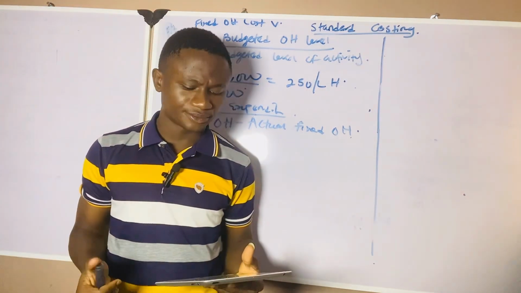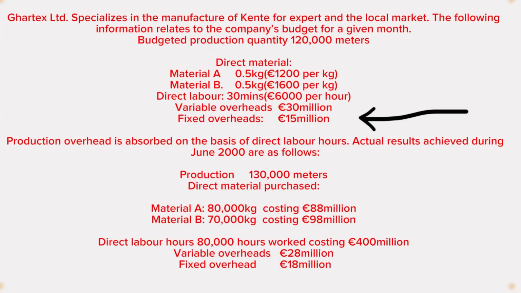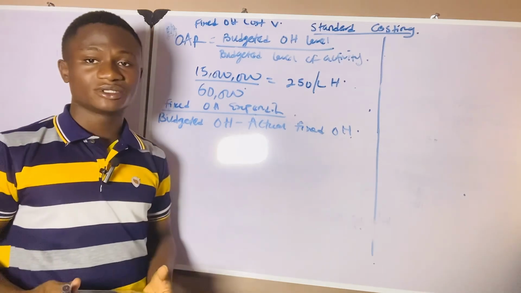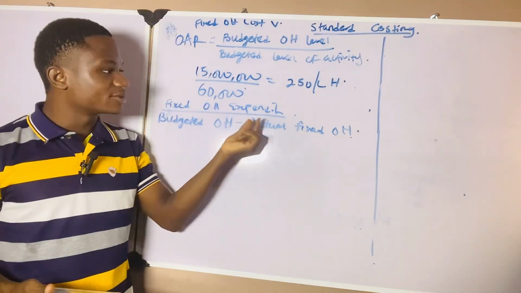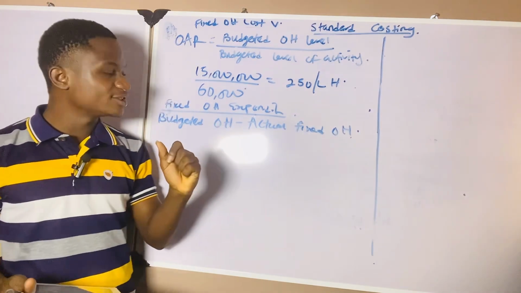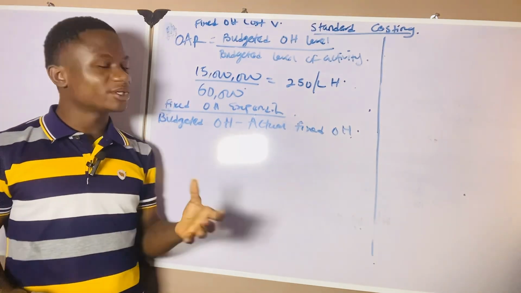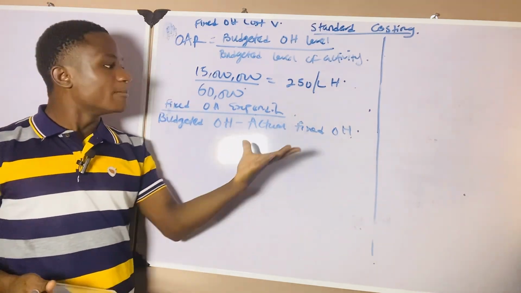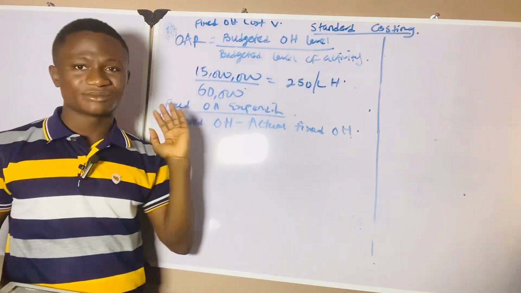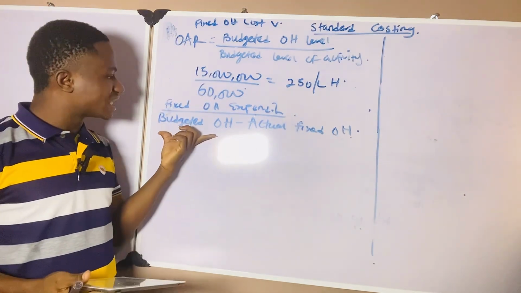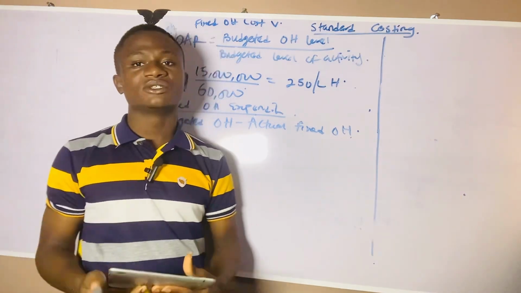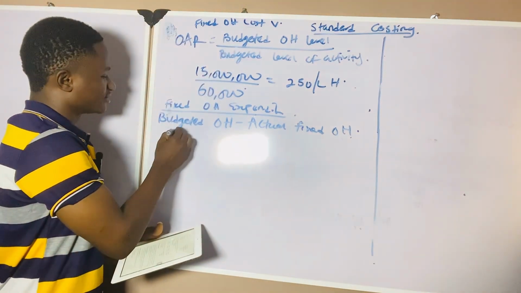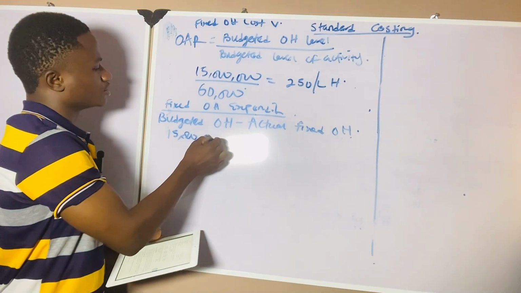So if you go back to the question, we're told that fixed overhead in the question is 15 million naira. That means that is the amount. This fixed overhead expenditure variance is just the amount I intend to spend on fixed overhead minus the actual amount I spent. Very simple as that. Don't stress yourself. So the amount I budget to spend on fixed overhead has already been given in the question as 15 million. So my budgeted overhead is 15 million minus.